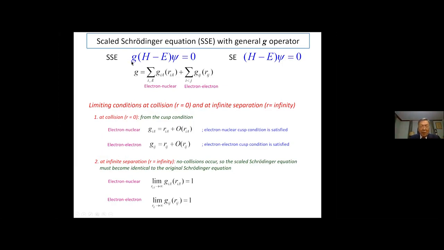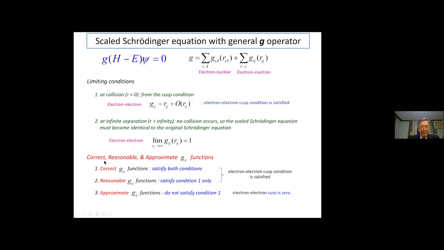So I want to generalize G into something like this. This is the one-electron part and the two-electron part. But this G must satisfy some limiting conditions. At collisions, from the cusp condition, both should have this Maclaurin expansion form. First should be Rij. And at infinite separation, no collision occurs. Therefore, when no collision occurs, G is unnecessary, so G must be unity or some constant. That's the second condition.